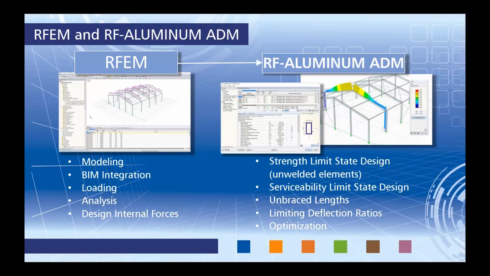Within RFEM, we can also utilize the add-on modules such as RF-ALUMINIUM ADM. This has anything to do with a specific standard and providing you that code check. For today, for example, we will take a look at the strength limit state design for unwelded elements according to the ADM standard. But we can also check serviceability limit state design. And with those two design features, we will input a lot of other information specific to the ADM standard that we haven't already entered in RFEM, such as unbraced lengths, limiting deflection ratios, and lastly, we can optimize the members.